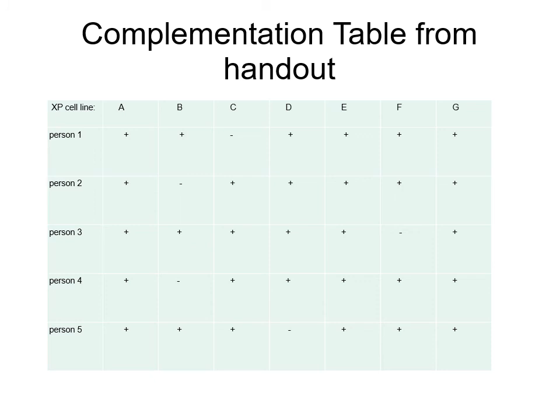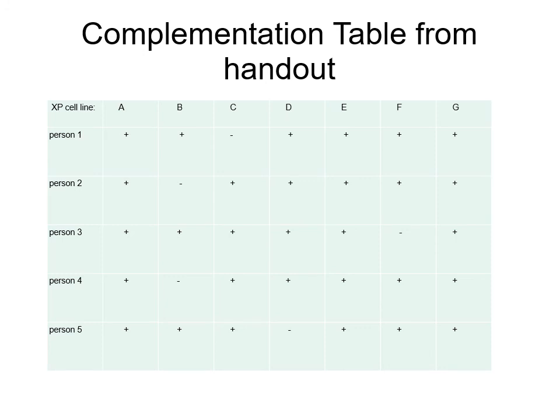All right, so here's a complementation table. And I know the little pluses and minuses are very small. But what we're looking at here is we're not crossing people all together. We're not crossing every possible person with each other. We're taking the standard XP cell lines, deficient in A, B, C, D, E, F, G, which is to say all of the genes, one at a time, are deficient, and fusing them with cells of XP people, 1, 2, 3, 4, 5.